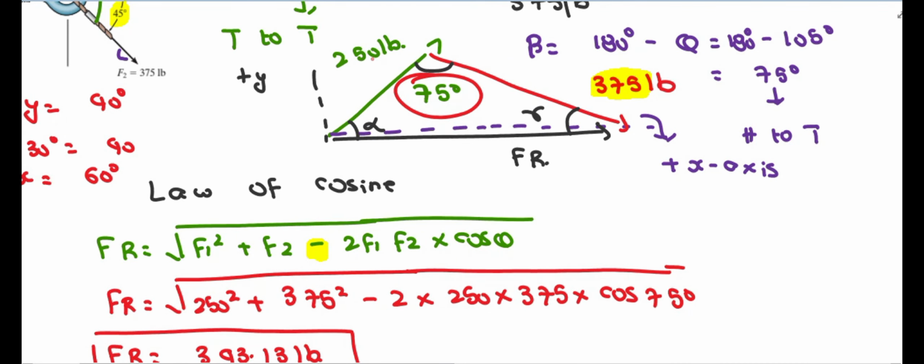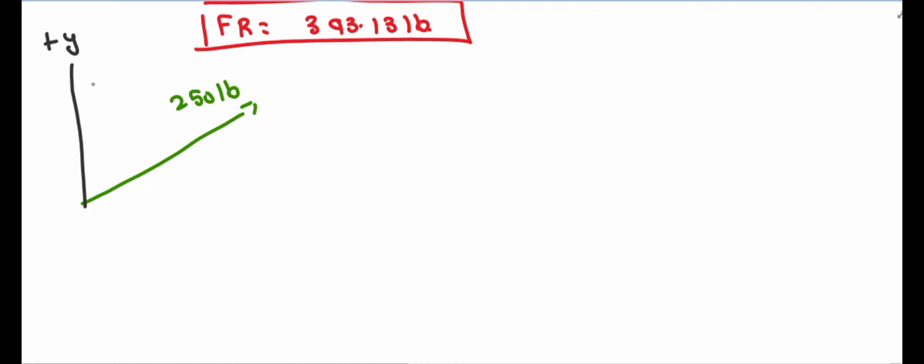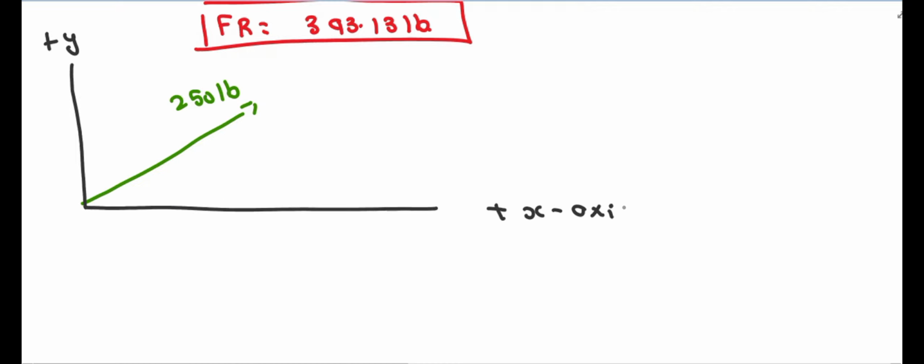So this diagram seems very complex and complicated, but actually it's not. Just trust me. Let me draw a diagram. This is basically our 250 pound force, and this is our positive y-axis, and this is our positive x-axis. The 250 pound force makes an angle of 30 degrees from the positive y-axis. How much angle does the 250 pound force make from the positive x-axis?